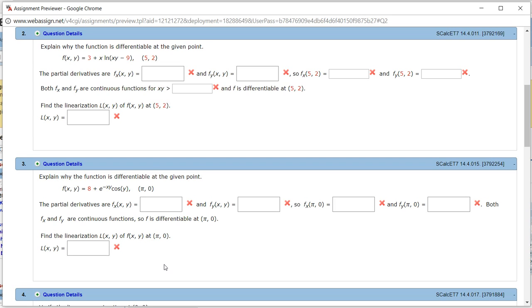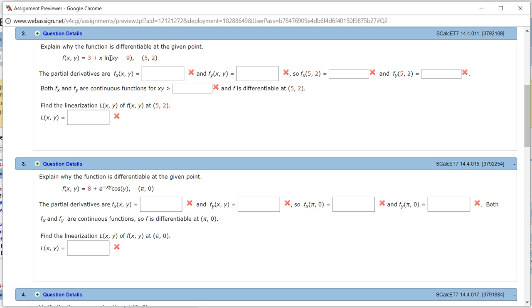All right, let's look at homework 14.4, problem number 2. The first box is for the first partial with respect to x. So let's do that. The partial derivative with respect to x of 3 is just going to be 0 since it's a constant.